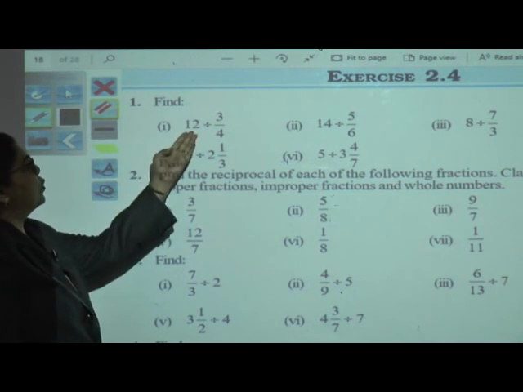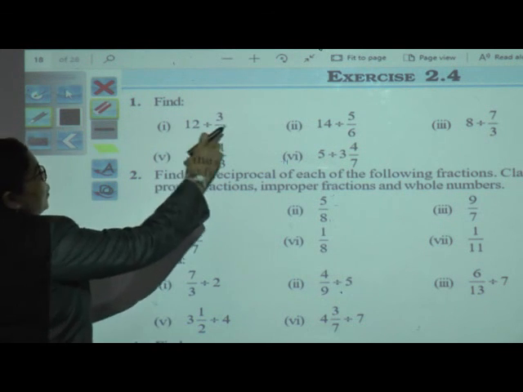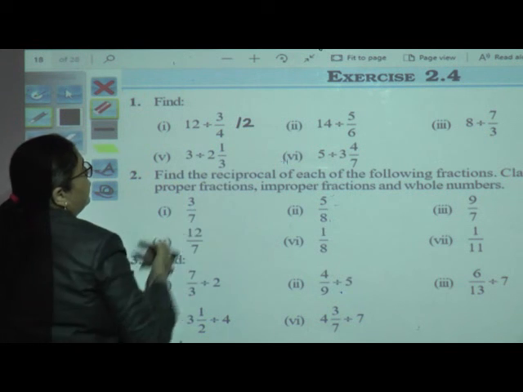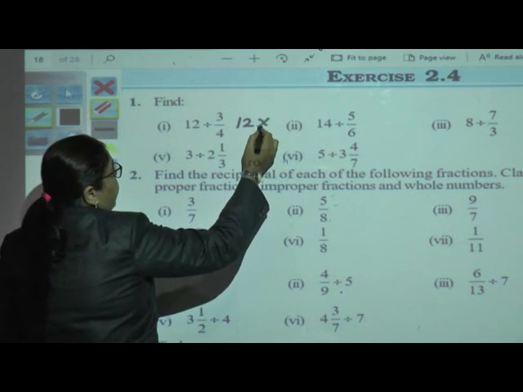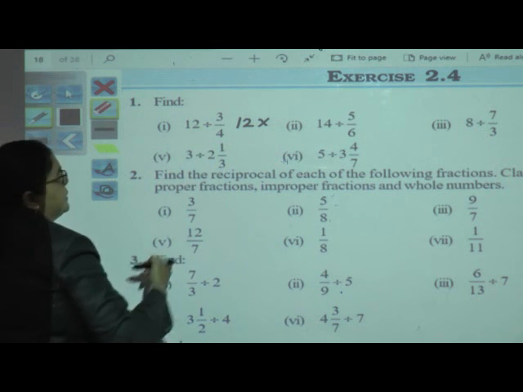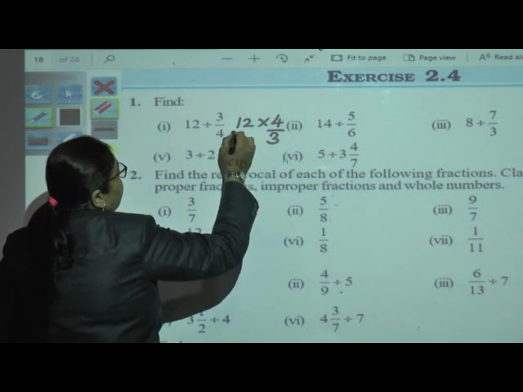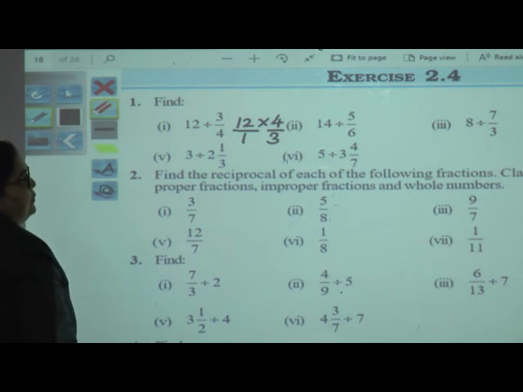Find the value when a whole number is divided by a fraction. Whole number divided by fraction. The whole number we will write as it is. Can we write the fraction directly? No, we have to write a multiplication and take the reciprocal of this, that will be 4 upon 3. Nothing is there means we have to imagine 12 upon 1.